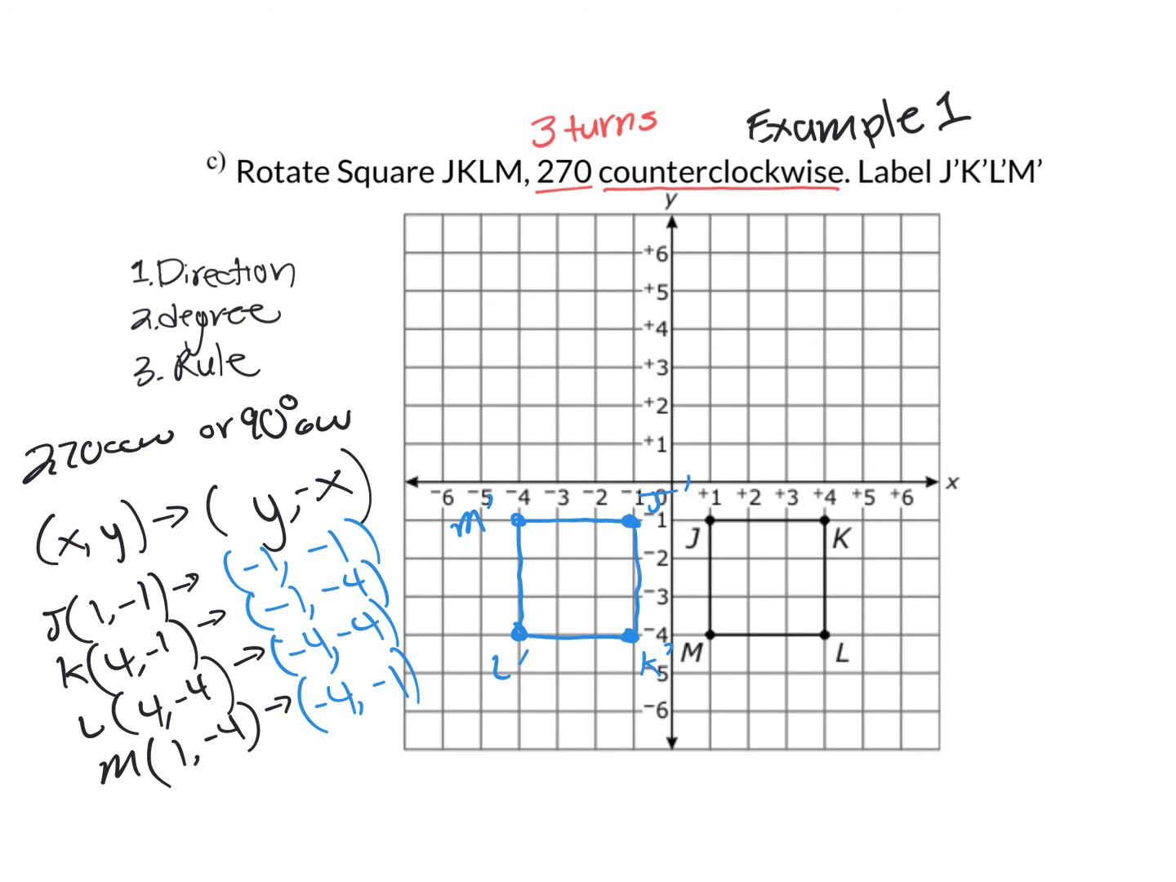Once we do that, we have made a 270 degree counterclockwise rotation. What happened was we started here and we went this way to get to that new point. And that's how we rotate a figure 270 degrees counterclockwise.